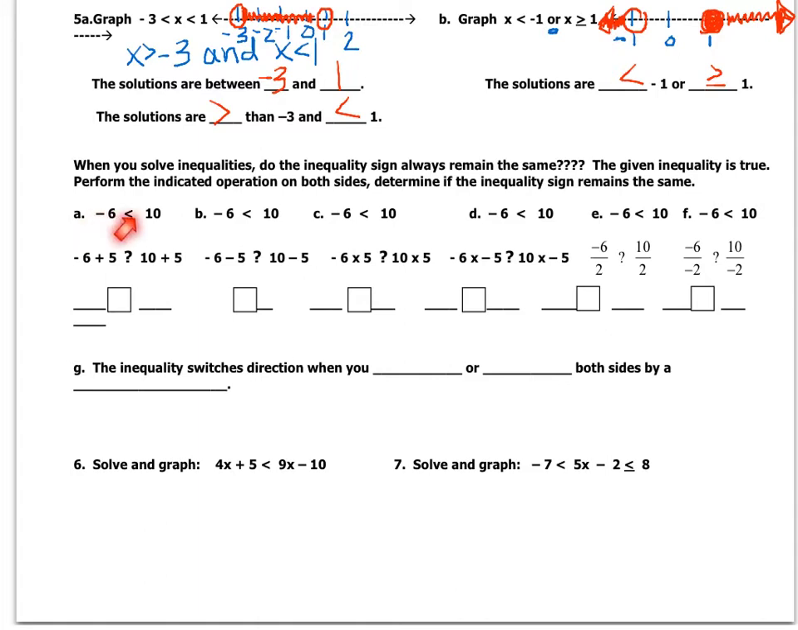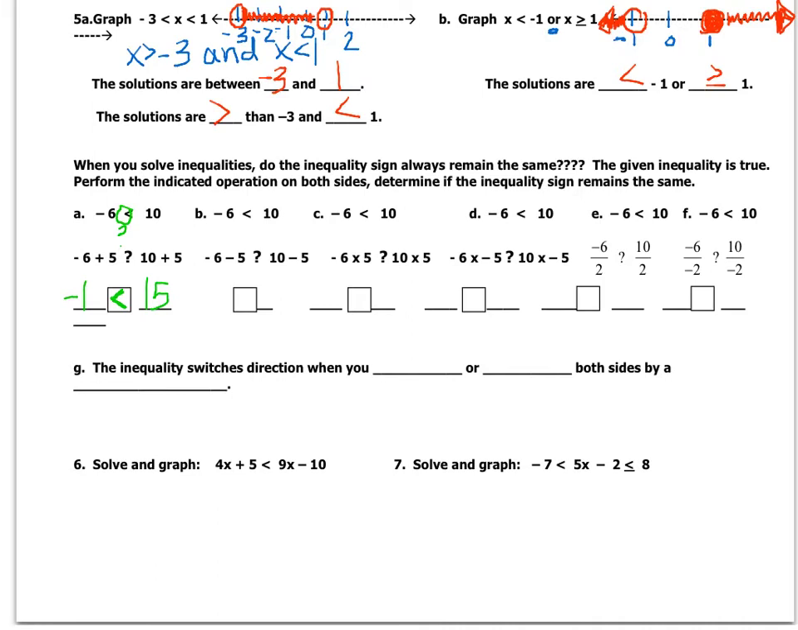So here I have -6 is less than 10. I'm going to add 5 to both sides. So -6 plus 5 is -1. 10 plus 5 is 15. Is this sign still true? Is -1 less than 15? Well, yes it is. So it stays the same when I just add 5.